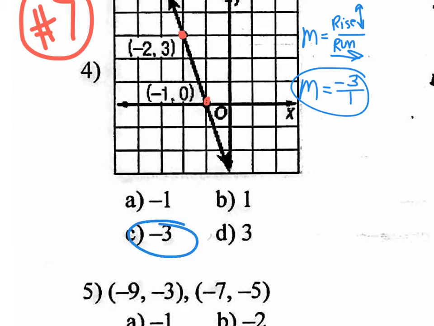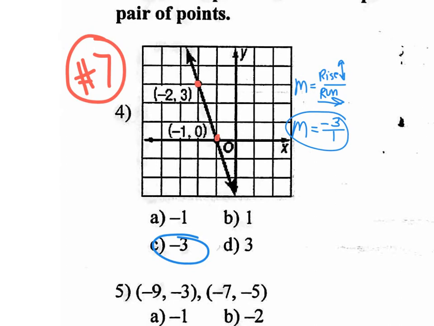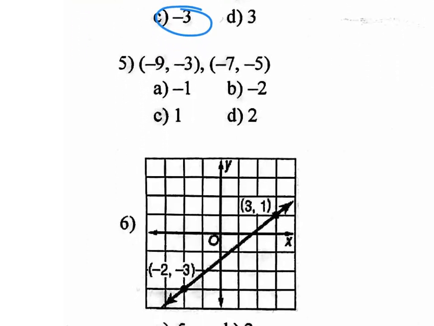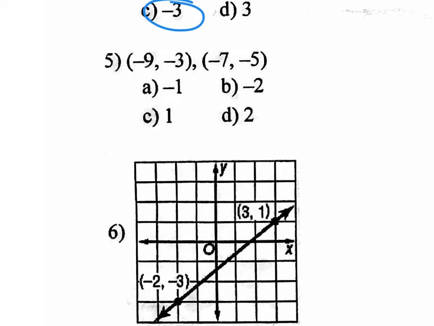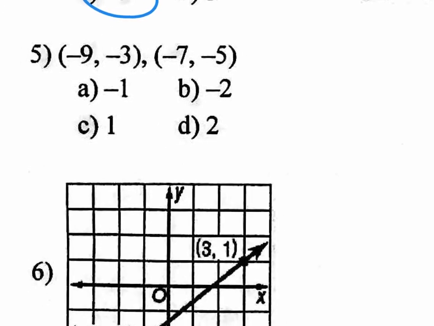Okay, negative 3. So letter C is the answer for number 4 on version A, which is number 7 on version B. Let's move on to number 5. So number 5 is number 5 on both versions A and B. They just want us to find the slope.